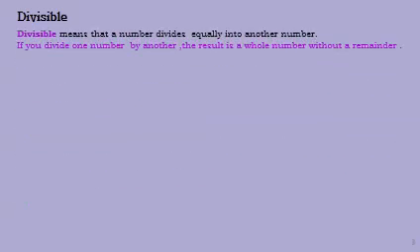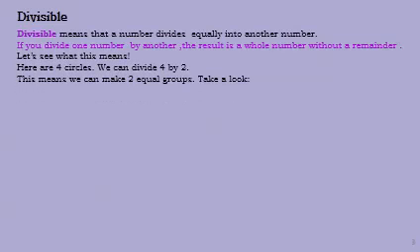Now, what's the meaning of the word divisible? Divisible means that a number divides equally into another number. So if you divide this number by another number, the result is a whole number without a remainder. Or in other words, if you just do the division, the remainder is going to be 0.